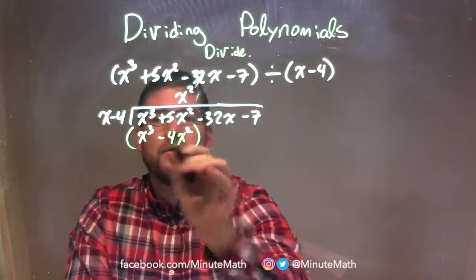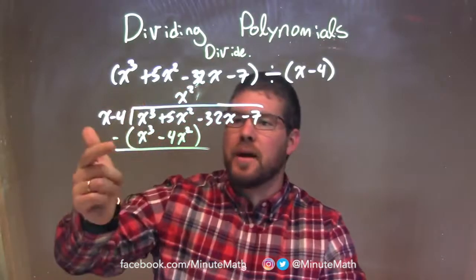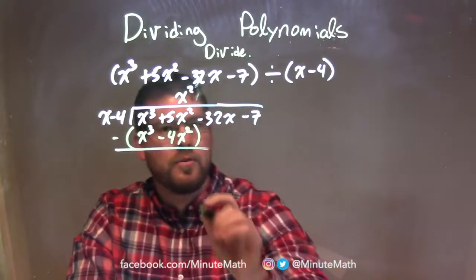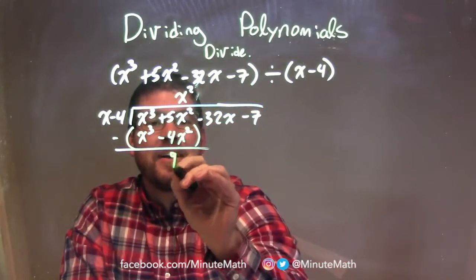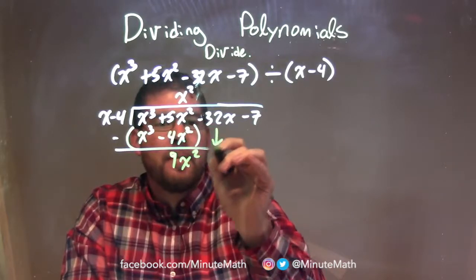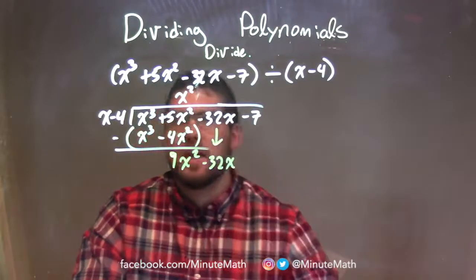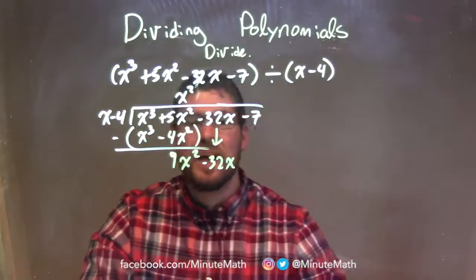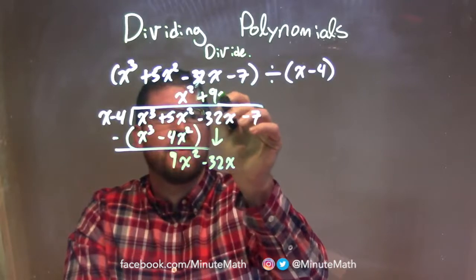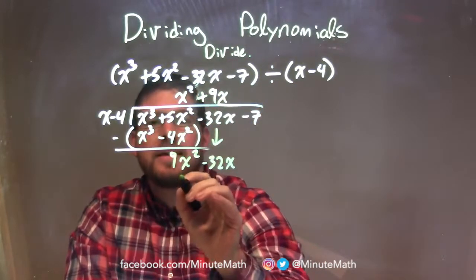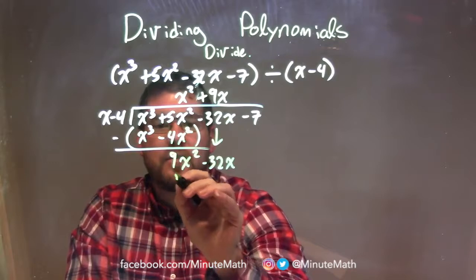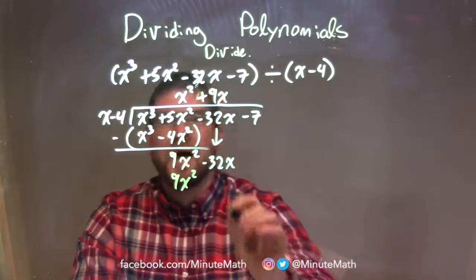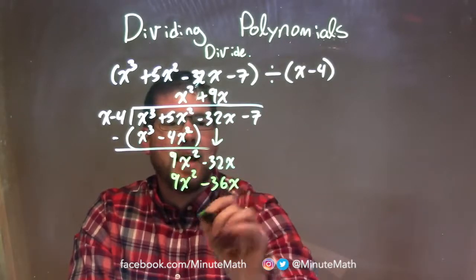Okay, subtract the 2, top from the bottom. X to the third minus x to the third, which is 0, great. So 5x squared minus a negative 4x squared is like adding a positive 4x squared, and that's just a 9x squared. I'm going to bring down the minus 32x. Same question again. What times x gives me a 9x squared? And that's just a 9x. So we have plus a 9x right there. 9x times x is a 9x squared. And 9x times a minus 4 is a minus 36x.